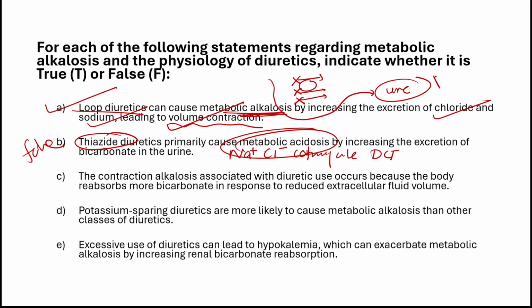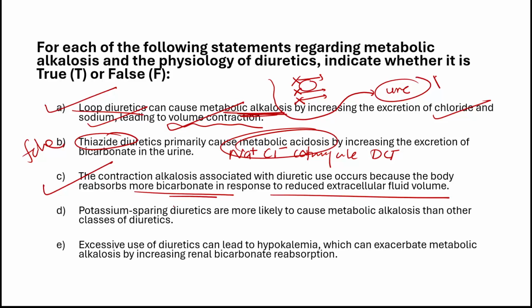The contraction alkalosis associated with diuretic use occurs because the body reabsorbs more bicarbonate in response to reduced excessive fluid. Yes, that is exact. Bicarbonate is actually an indirect process, but it causes retention of bicarbonate, and therefore this is the exact definition that you can bring in to contraction alkalosis.